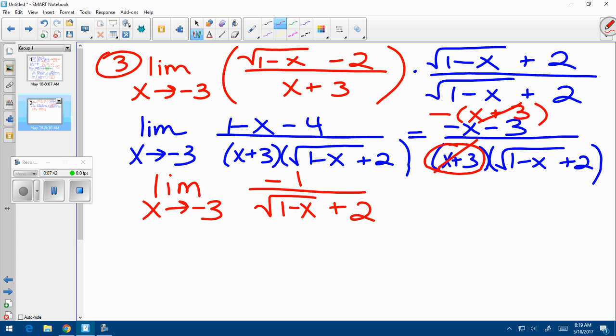Okay. So when I take the limit as x approaches -3, plug that in down there. 1 minus a -3 becomes 1 plus 3. In other words, that's 4 underneath the radical. So -1 over radical 4 plus 2 comes out to be -1/4 here.